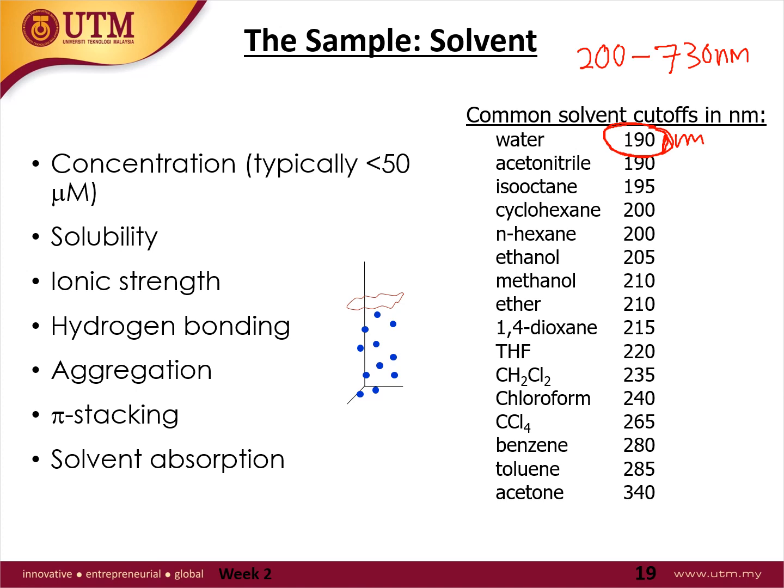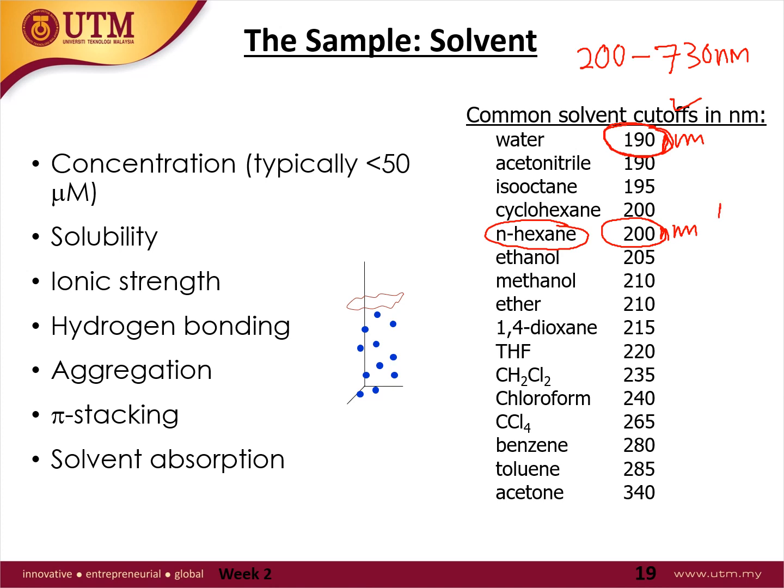Okay, what if you cannot use water? What if your sample is very hydrophobic? So you are thinking about hexane, kan? Hexane can help to dissolve polyaromatic hydrocarbon, for example. Still, it's not a problem, because the solvent cutoff, what we call solvent cutoff, is still low, 200 nanometer.